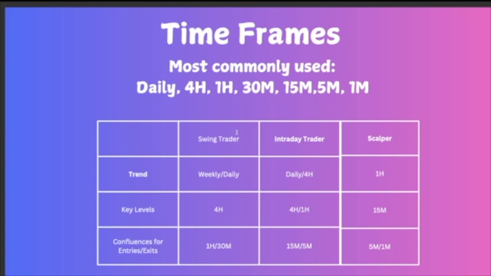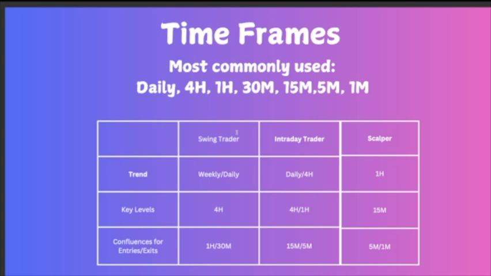So for our swing traders, you're mainly going to look at the weekly or daily time frame to determine the trend of the market. So is it going up or down? You're going to look for your key levels on the 4 hour time frame. So are you going to use support and resistance? Are you going to use supply and demand? And then for your confluences for your entries and exit points in the market, I would use the 1 hour and 30 minute time frame.